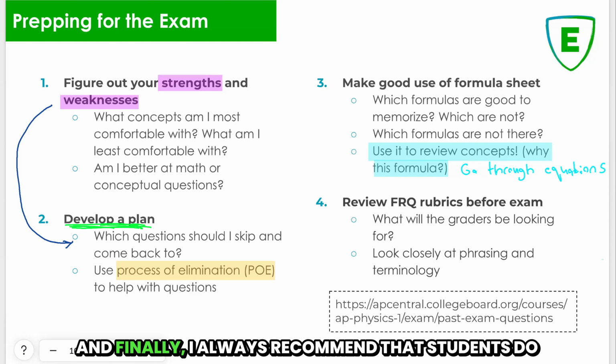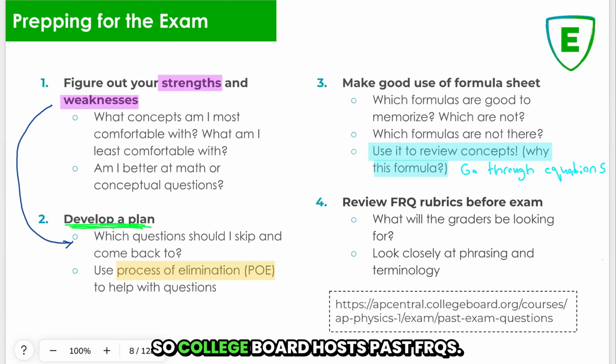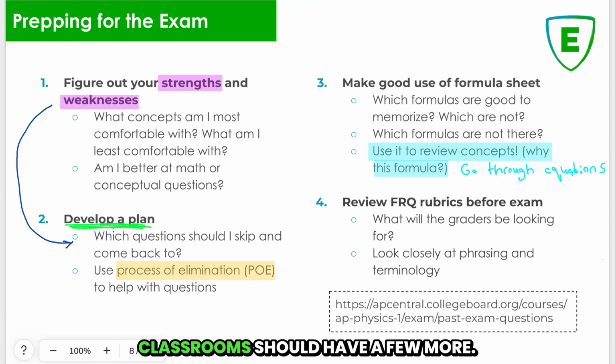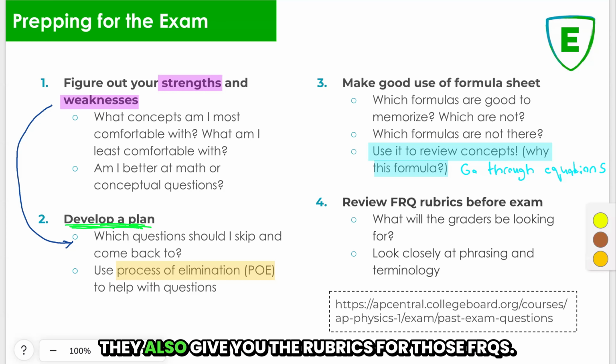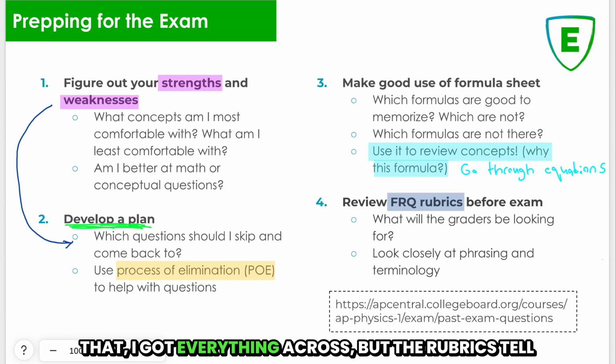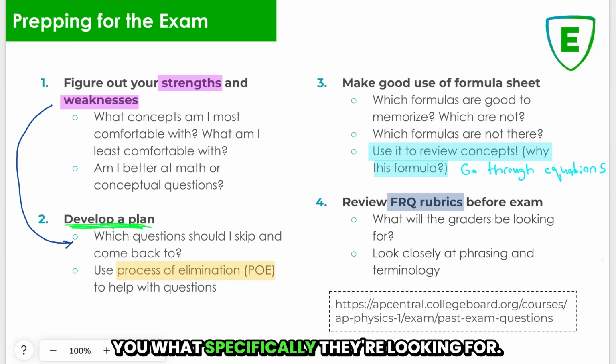All right. And finally, I always recommend that students do this at some point. So, College Board hosts past FRQs. They typically just go back 3 years, but AP Classroom should have a few more. They also give you the rubrics for those FRQs. So, we can go into an FRQ thinking, okay, I nailed that, I got everything across, but the rubrics tell you what specifically they're looking for.